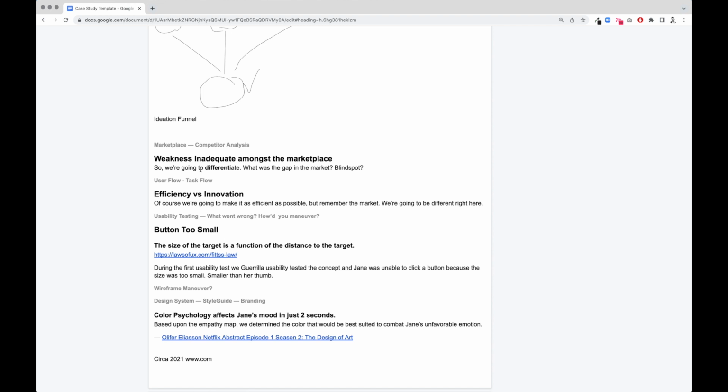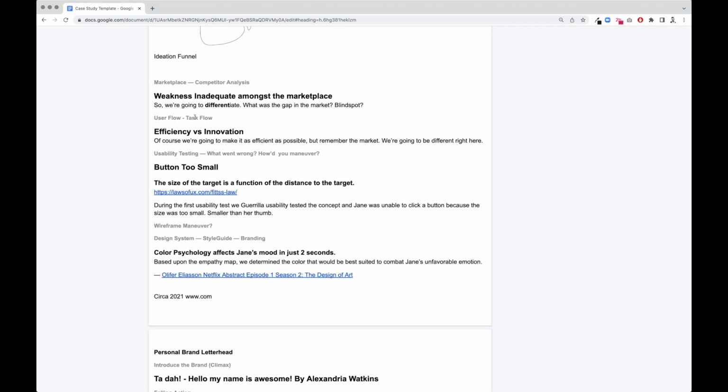And then we talk about the competitors. What are they doing that's right? What are they doing that's wrong? And how are we going to leverage what they're doing wrong and be different? What is the blind spot? Like Seth Godin says, you need to do the opposite of what they do. Efficiency versus innovation and user flow.